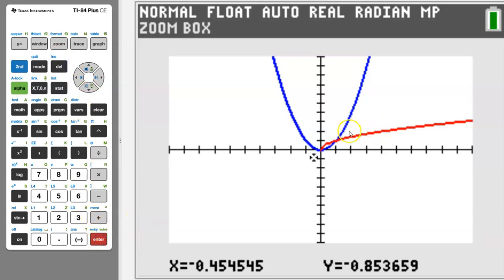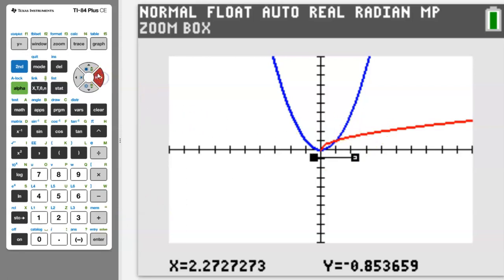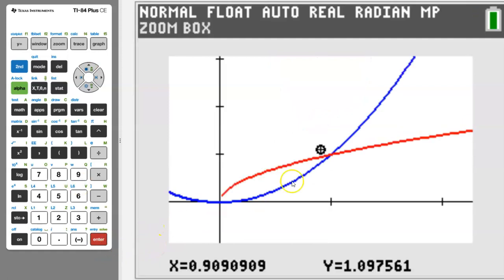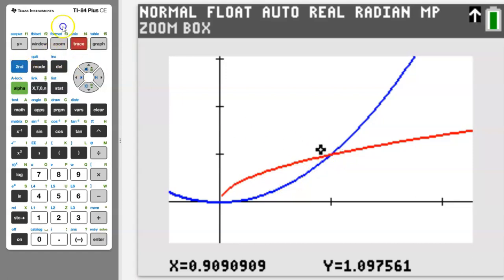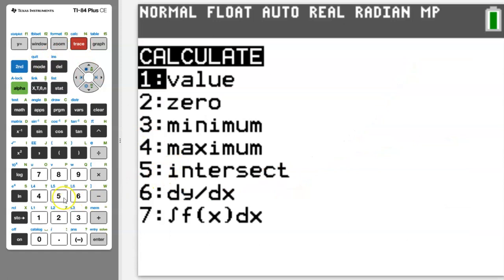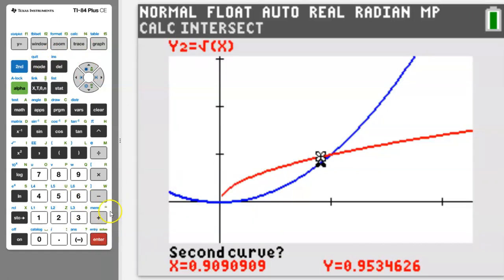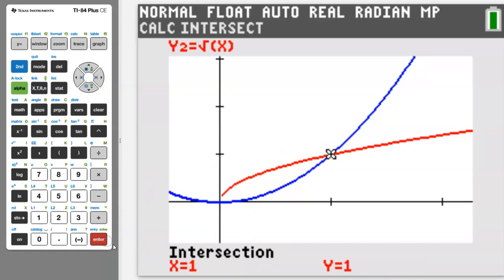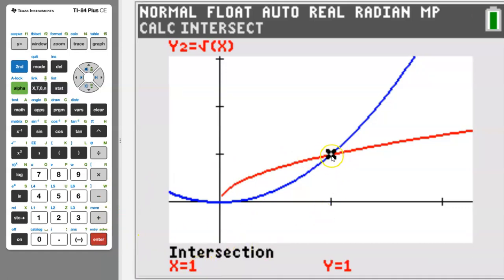Now move the pointer to the upper right-hand corner of the area of interest. As you go, it's going to draw a rectangle indicating the area of zoom. Hit Enter. So pretty. We need to find the x value of the intersection point. So let's hit second trace, and option 5 is intersection. So just hit Enter, Enter, Enter nearby. So the intersection point is actually at x equals 1.